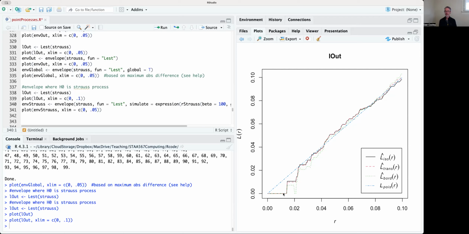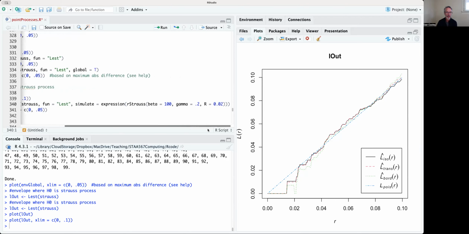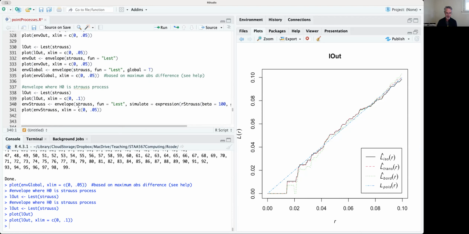Well, there's no reason that we can't do that with a different null hypothesis. We could have a null hypothesis of a Strauss process. And we could see if there's evidence to reject that null hypothesis. And so notice that in line 340, I'm telling it, let's assume that our null hypothesis is that this data comes from a Strauss process. Is there enough evidence to reject that? So I'm going to build the envelope around the Strauss process.